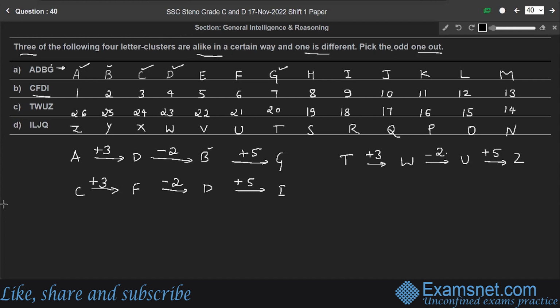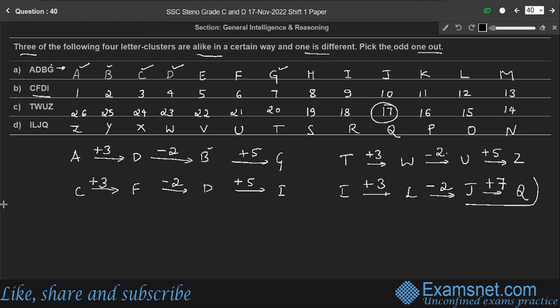Consider the last option, I, L, J, and Q. I is 9, L is 12. So I plus 3 is L. J is how much? J is 10. L is 12, 12 minus 2 is J, and Q is 17. J is 10, so J plus 7 is Q.